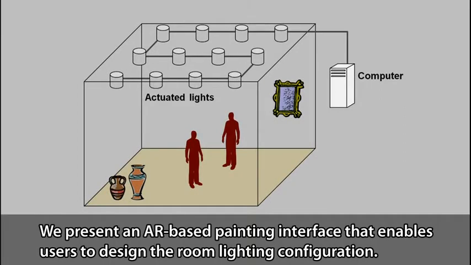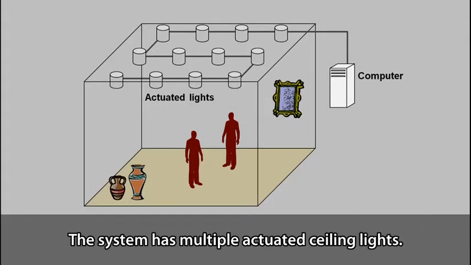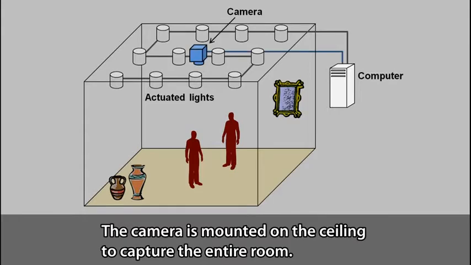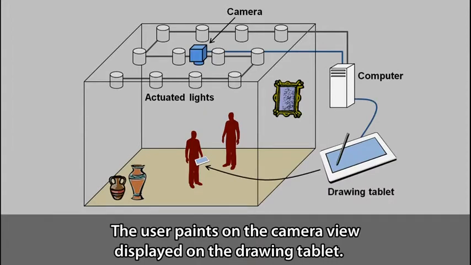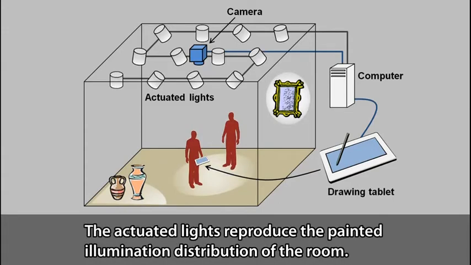We present an AR-based painting interface that enables users to design a room lighting configuration. The system has multiple actuated ceiling lights. The camera is mounted on the ceiling to capture the entire room. The user paints on the camera view displayed on the drawing tablet. The actuated lights reproduce the painted illumination distribution of the room.